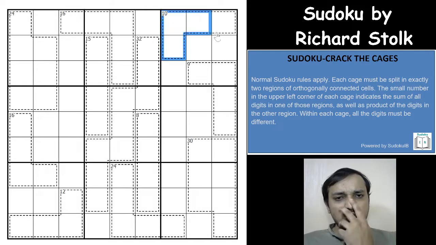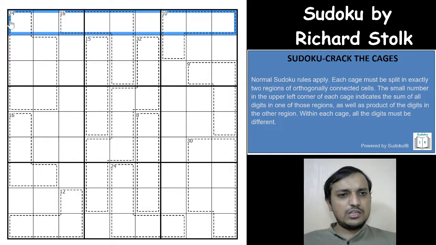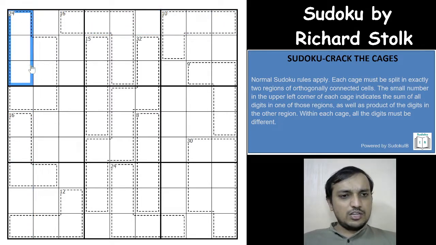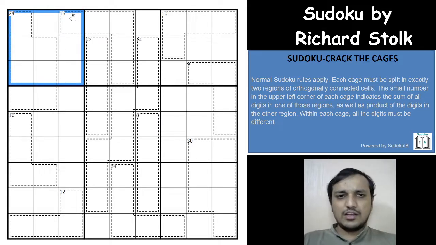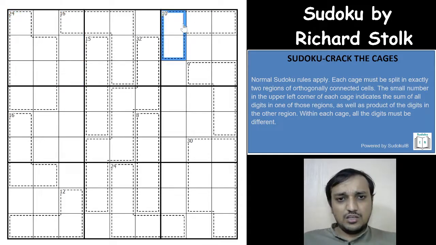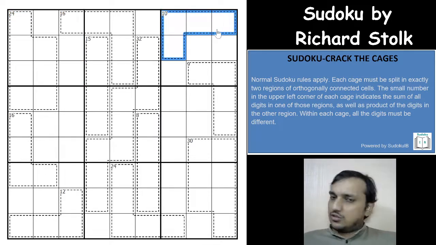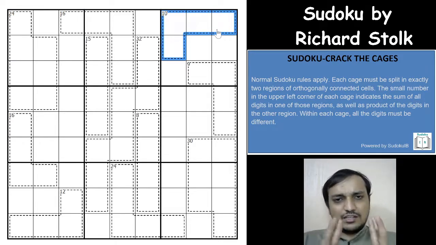And now coming on to this Sudoku. Classic Sudoku rules apply. You need to place digits from 1 to 9 in each row, each column, and 3x3 box without repetition. Apart from that, you have some cages in the grid, like the killer cages, but with a different twist: every cage will be split into two regions. You're not sure how many cells each region would have, but there are exactly two regions.